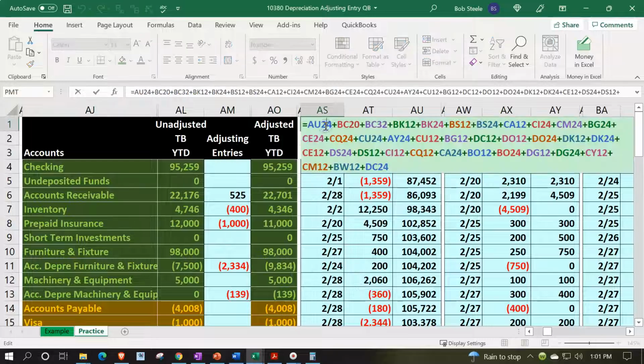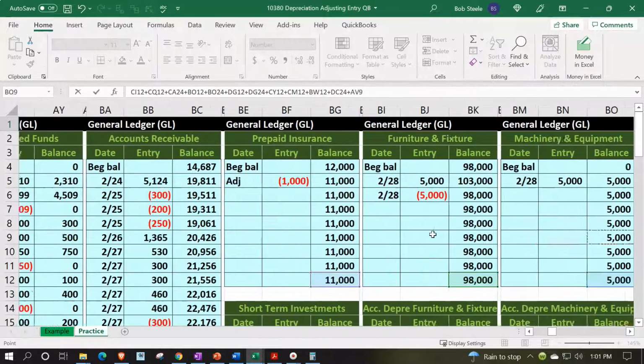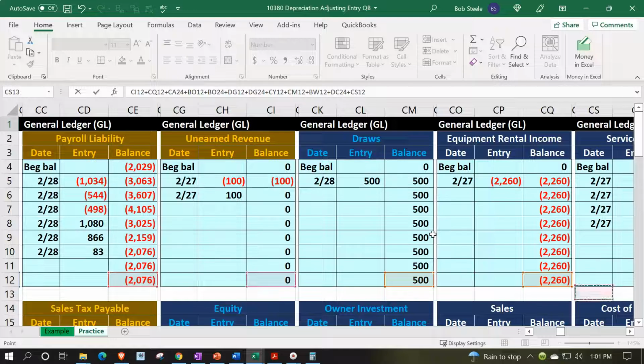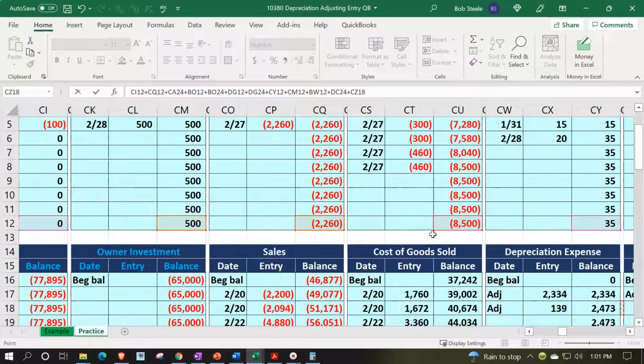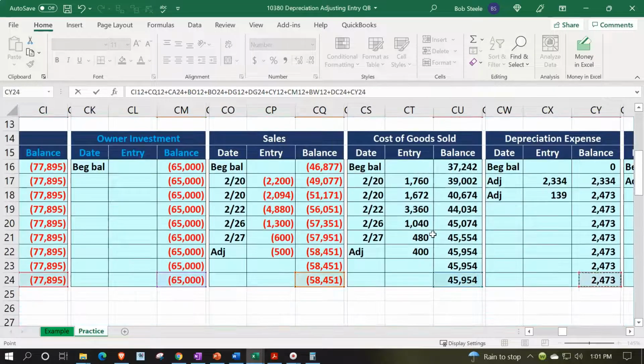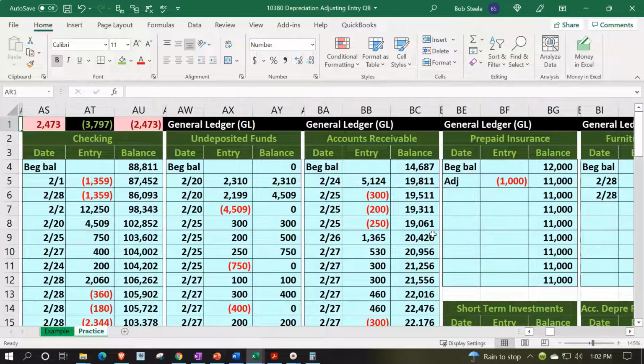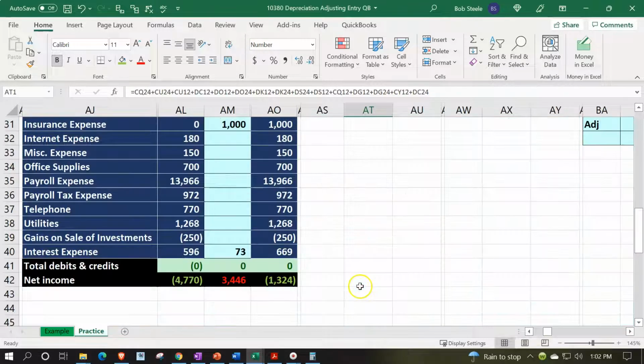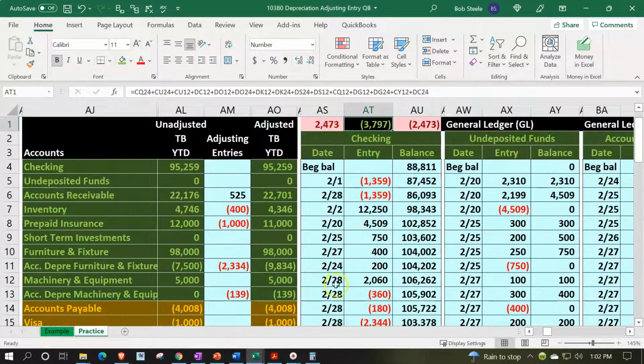So I'm going to double click on our check figure, go to the end of it and say plus, and then put the cursor back down in this big mess of a check fig. And then we're going to go on down and say this is going to be the depreciation expense, the 2473, enter. So now we're out of balance there. This one's the check figure matching the GL net income to the trial balance net income down here. So I need to add it there too.